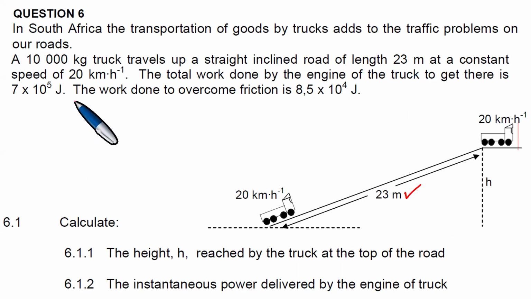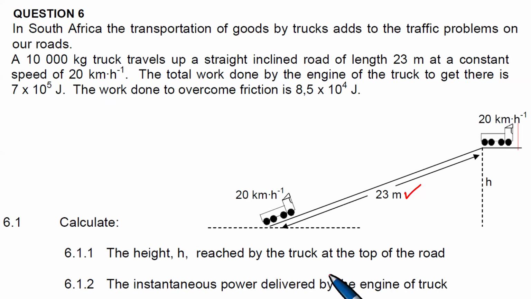At a constant speed of 20 kilometers per hour, the total work done by the engine of the truck to get there is 7 times 10 to the 5th power joules. The work done to overcome friction is 8,5 times 10 to the 4th power joules. And we are saying calculate the height h reached by the truck at the top of the road. Okay, let us look at these and answer the question.